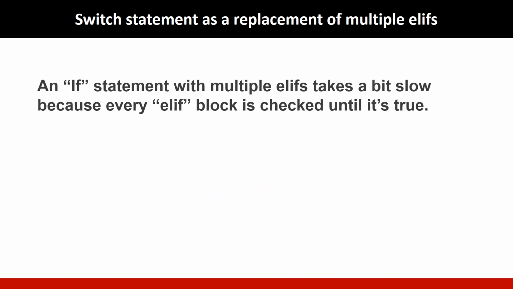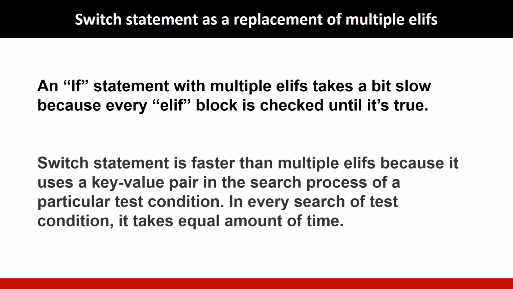Next, a switch statement as a replacement of multiple elifs. An if statement with multiple elifs is a bit slow, because every elif block is checked until one is true. A switch statement is faster than multiple elifs, because it uses a key-value pair in the search process of a particular test condition. In every search of a test condition, it takes an equal amount of time.